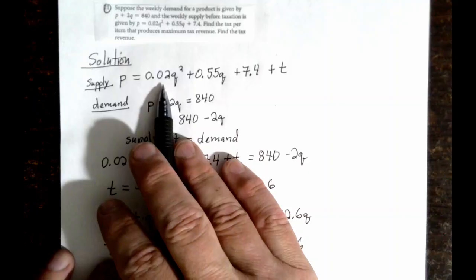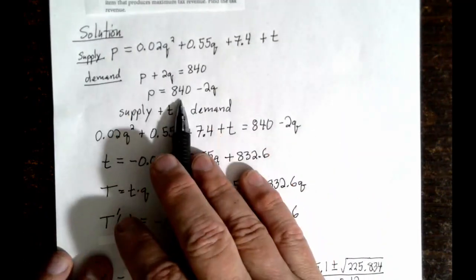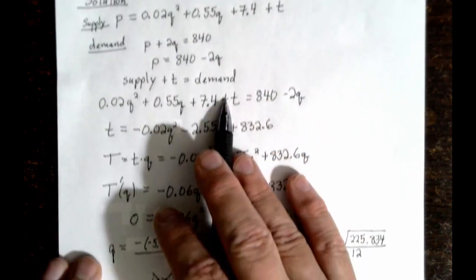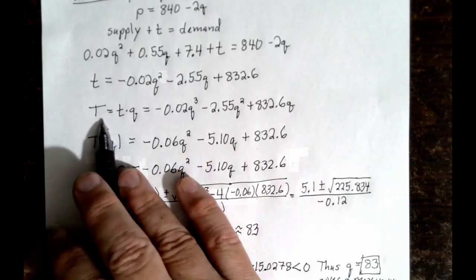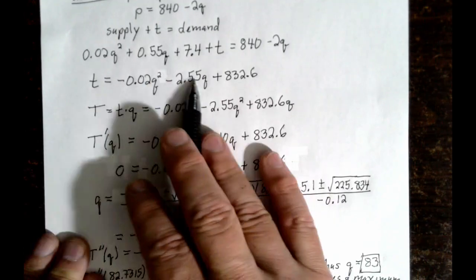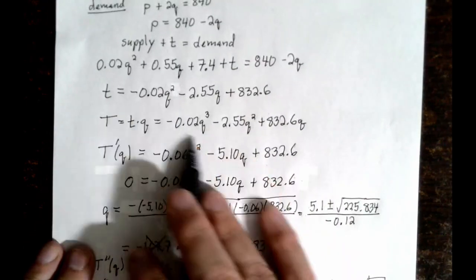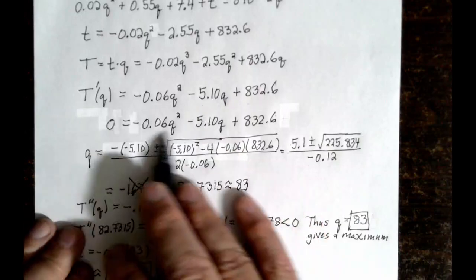This one, your supply is this guy here, and you add T to it. Your demand, you have to solve it for P first, is this guy, and now you set these two equal to each other and solve for T. You get this guy here. And now capital T is just multiplying each one of these by Q. It basically hikes it up to a cubic from a quadratic. When you take the derivative, you now get a quadratic, and you set it equal to 0.